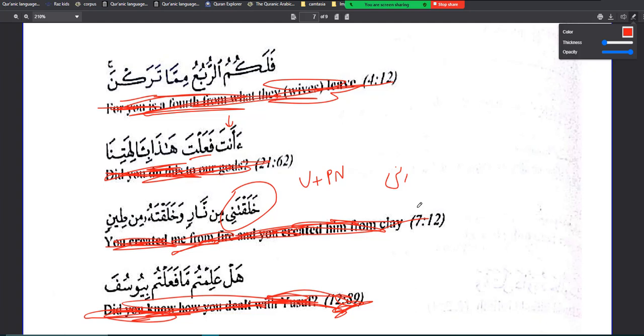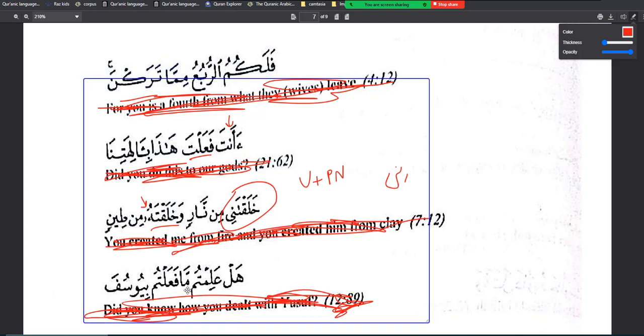Yes, noon of protection. And then we have khalaqta, khalaqtuma, khalaqtum, and this is khalaqtahu. Khalaqta is anta khalaqta, right? You created him. Very good.